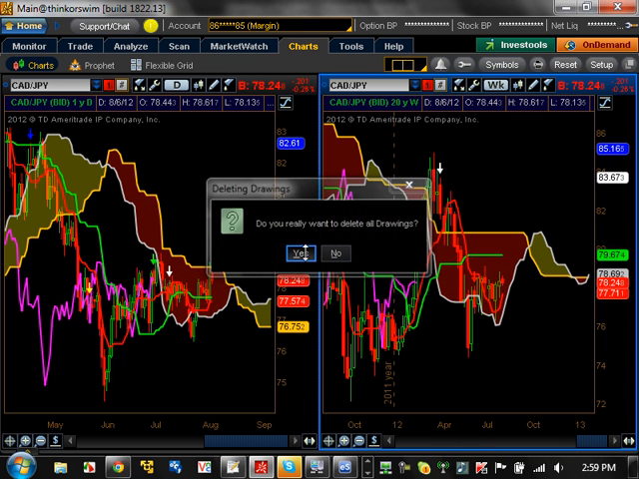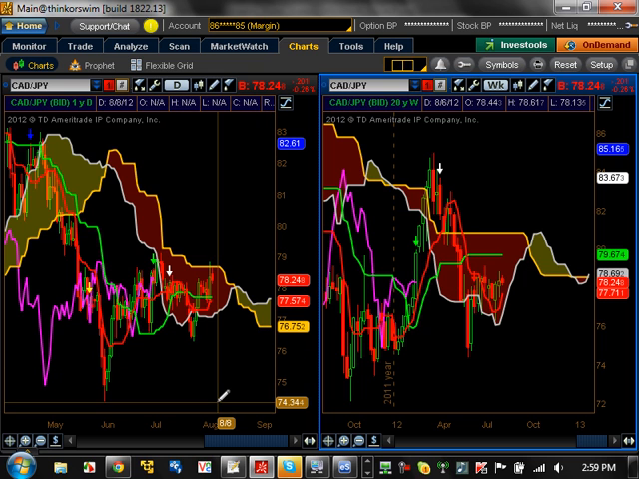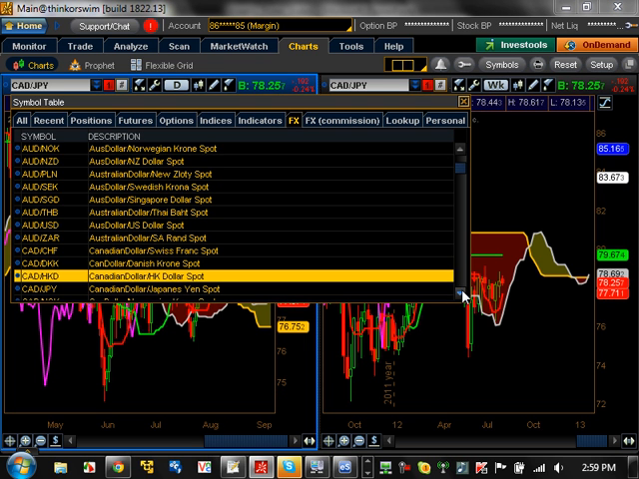Let's just do this. If you look here, pound yen, really nothing going on at all. Major resistance for this one's going to be 89.67. Major support is going to be 77.71 moving forward.